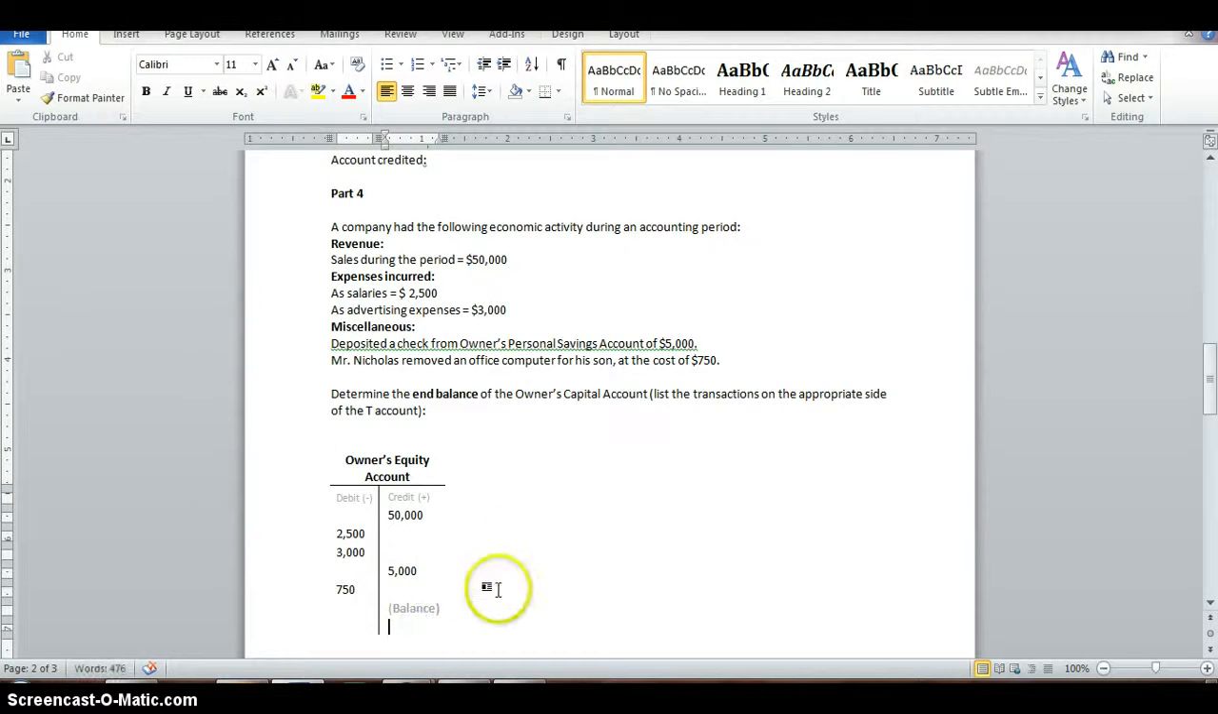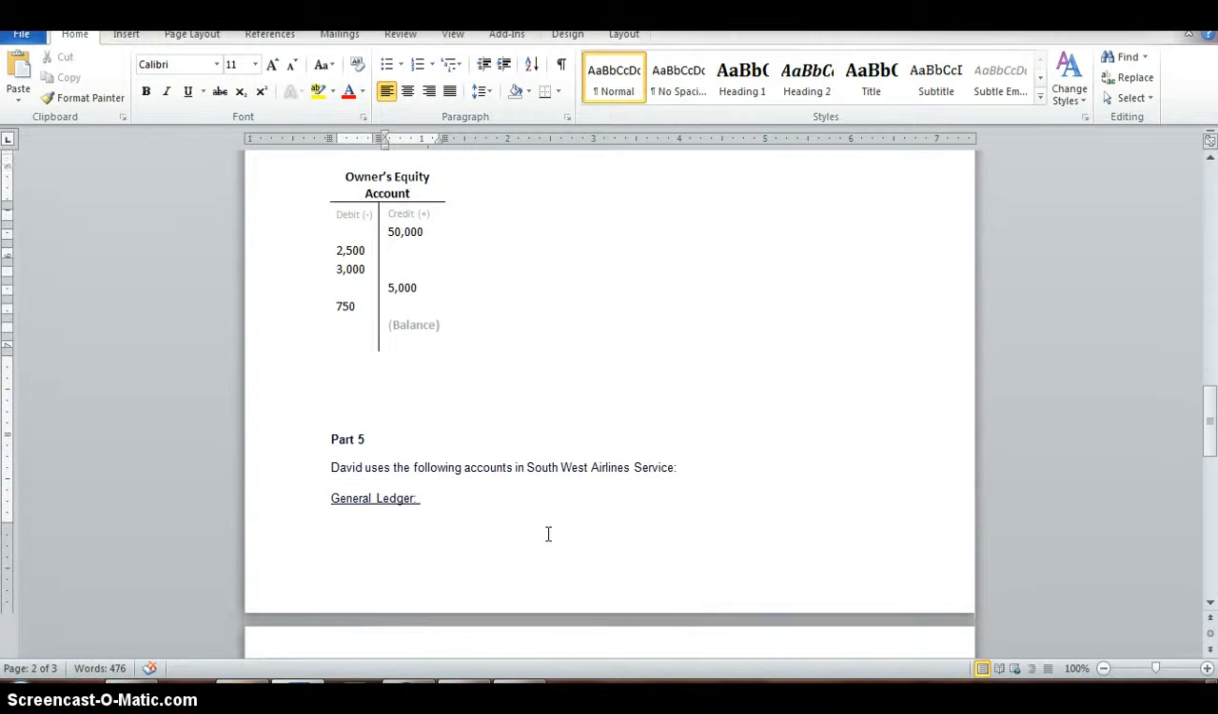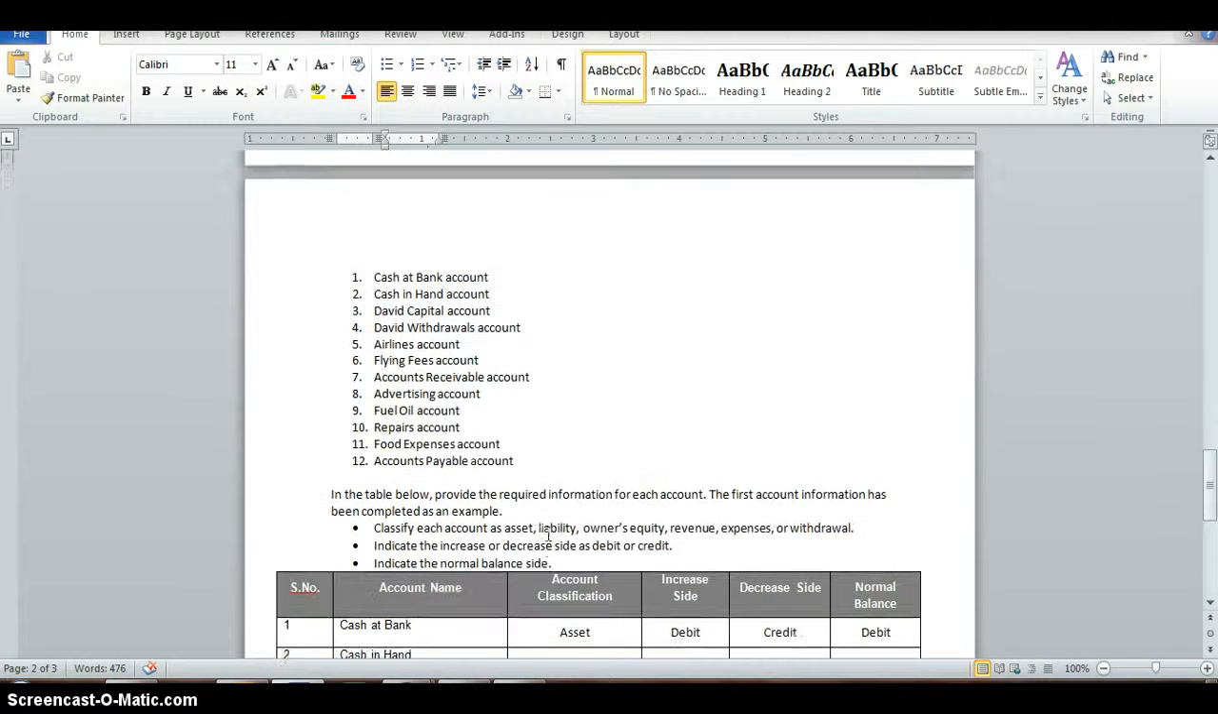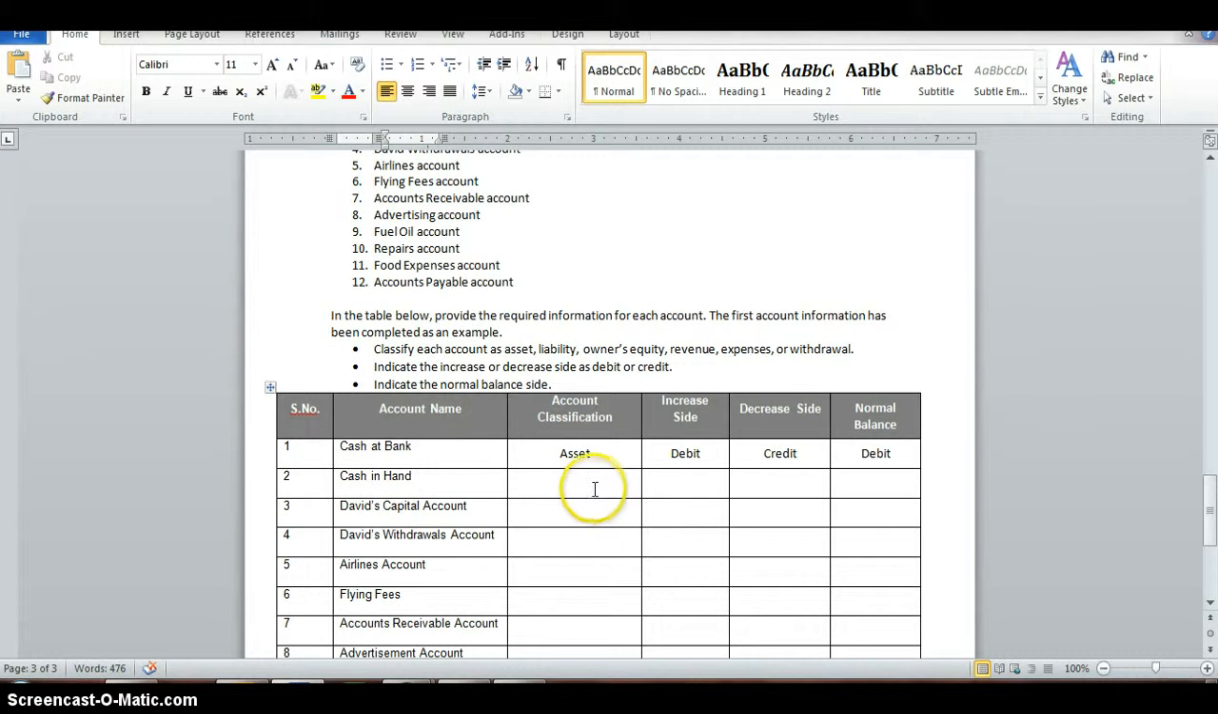Okay, and then I want you to figure out the balance of the owner's equity account. And since we increase on the credit side, this normal balance is going to be recorded on the credit side. So you're going to add up your increases, subtract your decreases, and find me the balance. Then in part 5, this is a lot like the last assignment. We're just classifying this account and determining which side's the increase side, which side's the decrease side, and which side would be our normal balance.